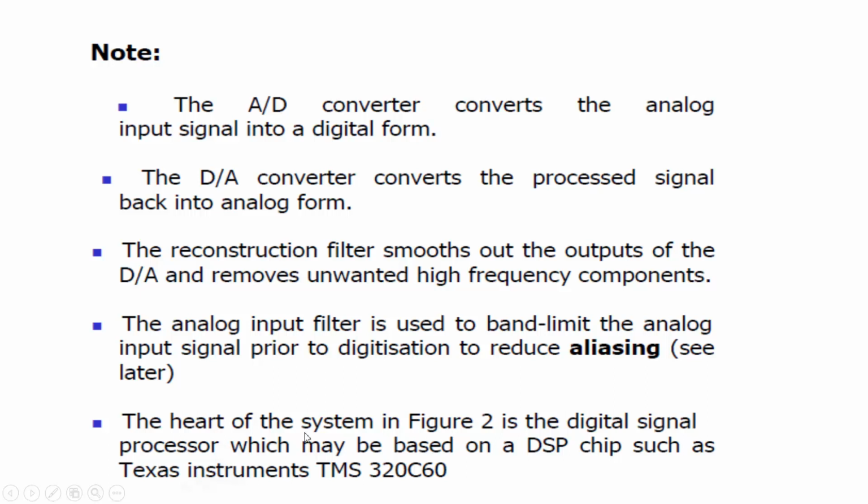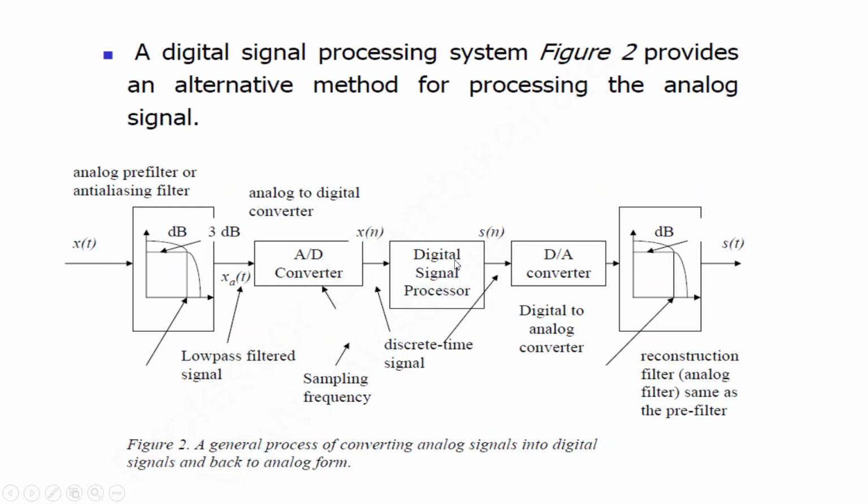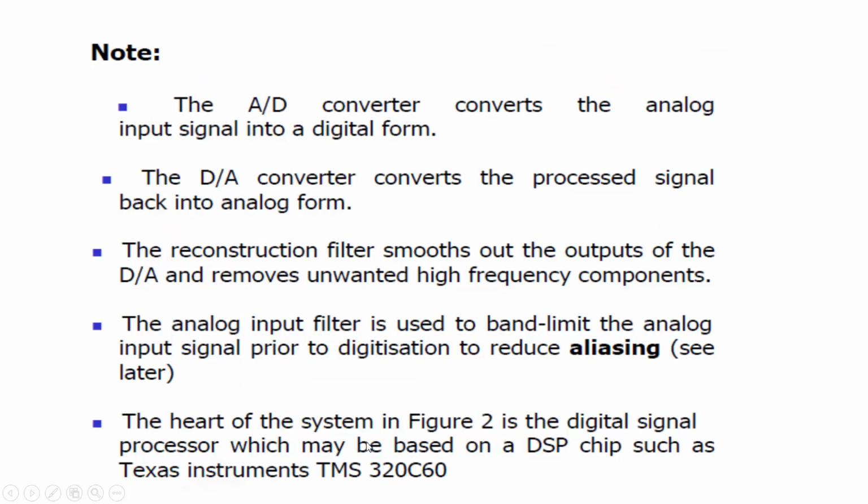The heart of the system is basically the digital signal processor. The example that I have taken is a TMS320C6x. Now, many more advanced versions of the DSP chips are available in the market. So we can use those DSP chips either in the fixed point type, or we can also use the floating point type of DSP chips.